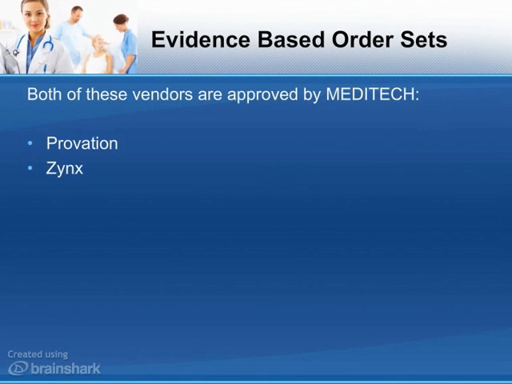Evidence-based order sets are now becoming a requirement within the industry, and two of the top ones that work well with Meditech are Provation and Zynx. You need to do some research to figure out which one is best for your facility. You need to identify your requirements of things that they have to be able to do, such as the ability to customize the order set to meet your requirements. They have to have automated updates. They have to easily integrate with Meditech.